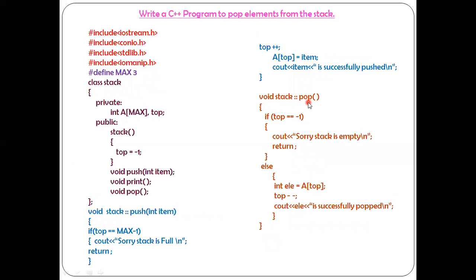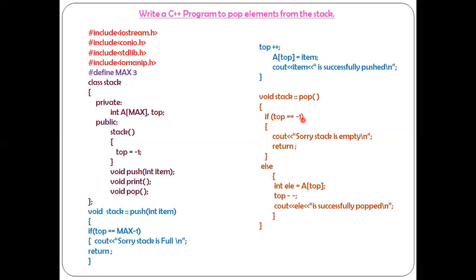There you can see here the pop member function. Void, one blank space, stack, scope resolution operator, pop function. Void means does not return any value. Stack is a class name, colon colon represents the scope resolution operator because we are defining the member function outside the class. For that purpose, we are making use of scope resolution. Pop is a member function, no arguments at all.